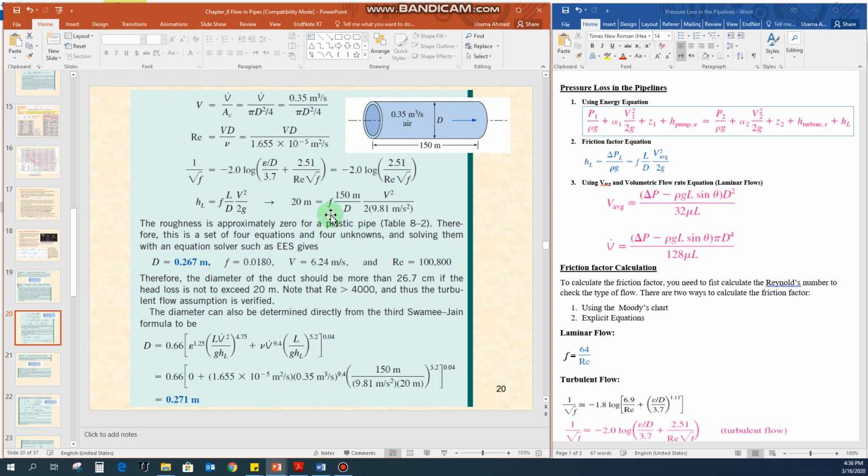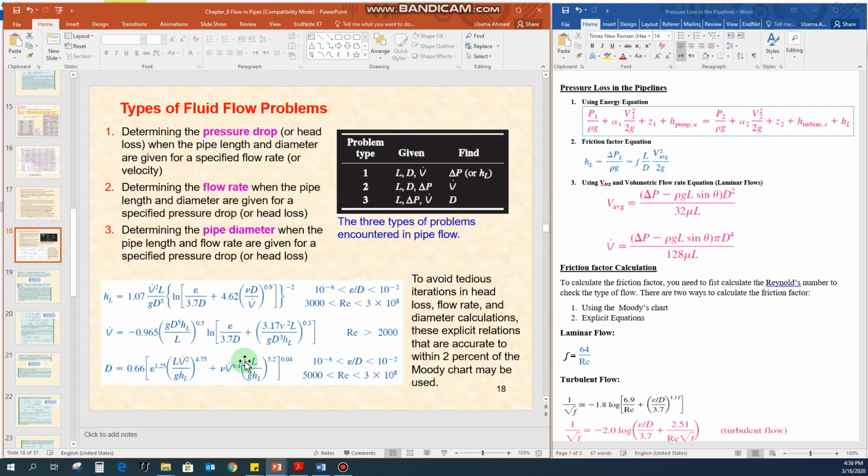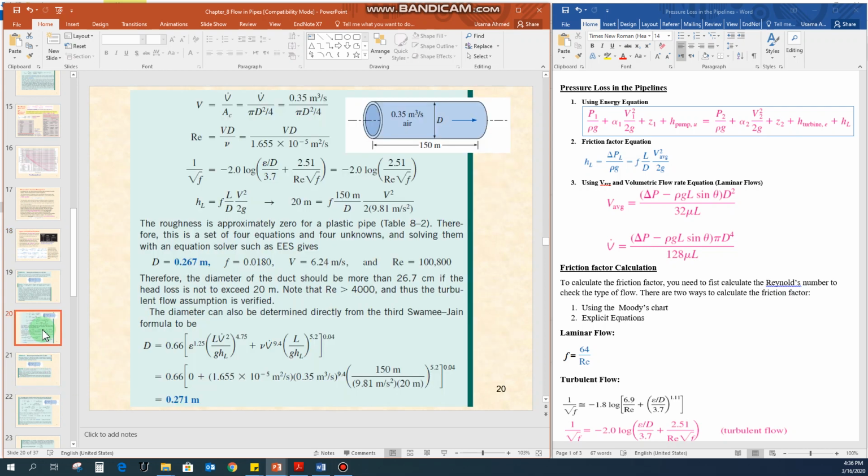And the other way to get the value for the diameter directly, you can use this equation directly. You will put the values for the epsilon, which is the roughness, head loss, volumetric flow rate, kinematic viscosity, and you will get the value for the diameter.